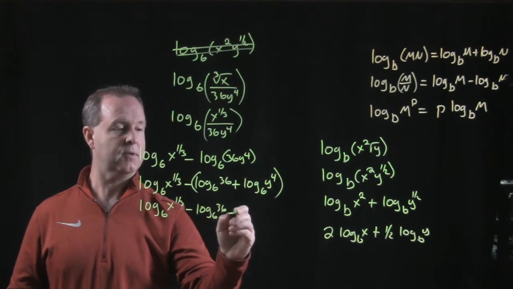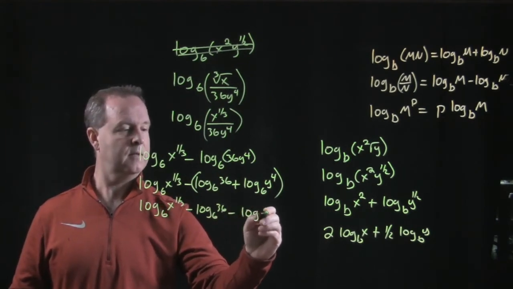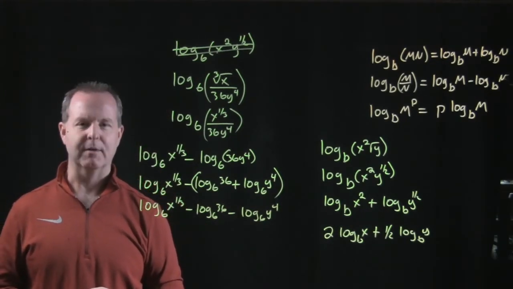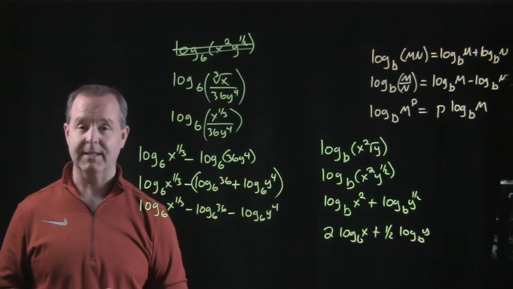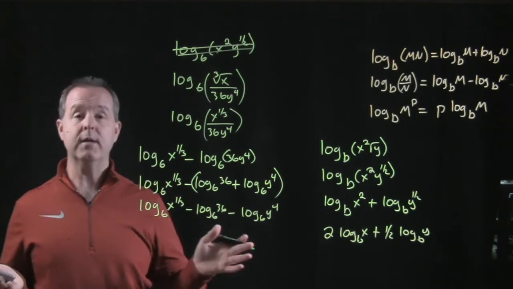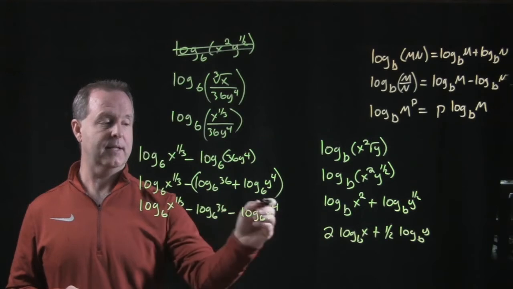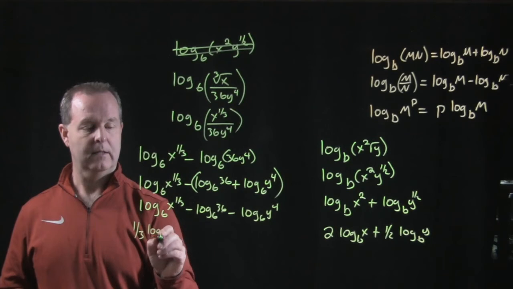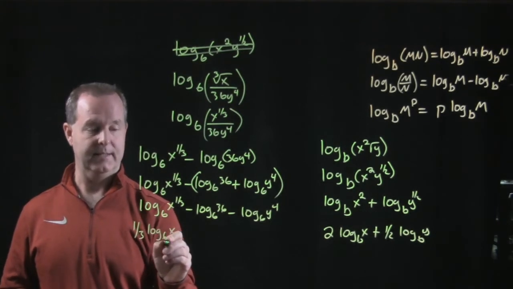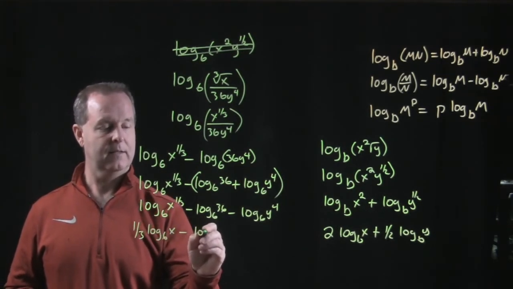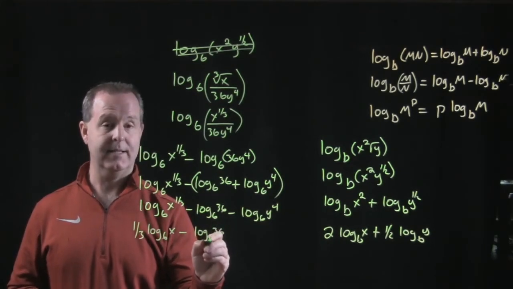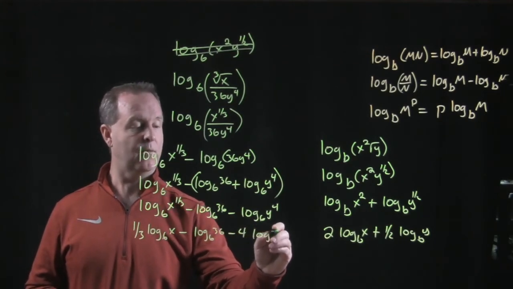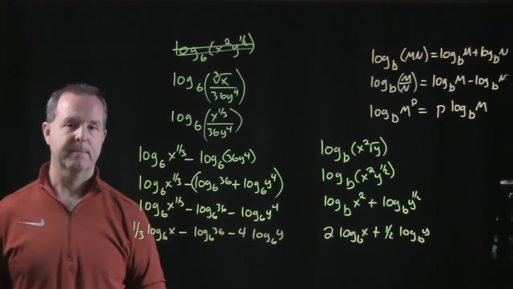Distribute the negative across both, so that becomes a negative log over here as well of y to the 4th base 6. I like common logs because we can just go with base 10s, but this is in base 6 world. So what do we do now? Well, I have exponents in 2 places, so we can pull those out. So the first one becomes 1/3 times the log of x base 6 minus the log of 36 base 6 minus, I can pull that one out, minus 4 times the log of y base 6.